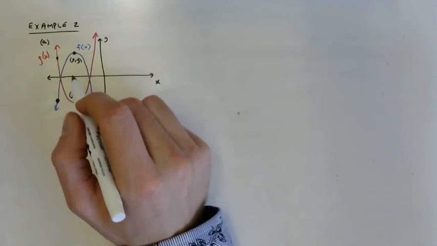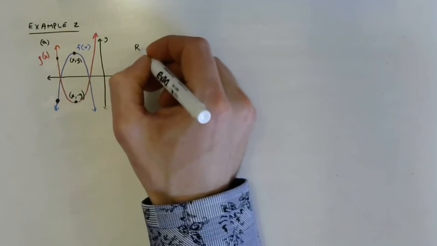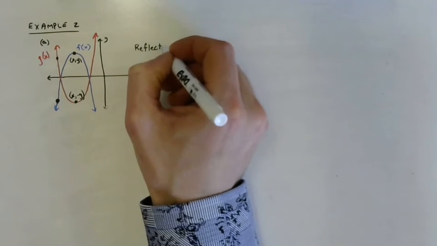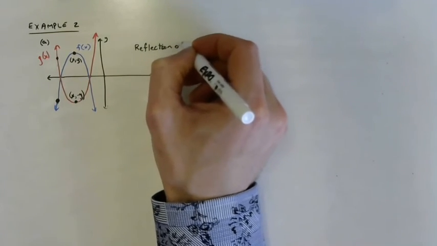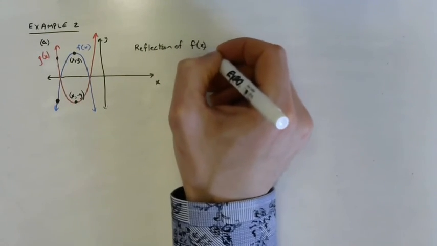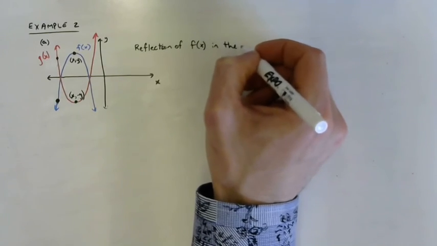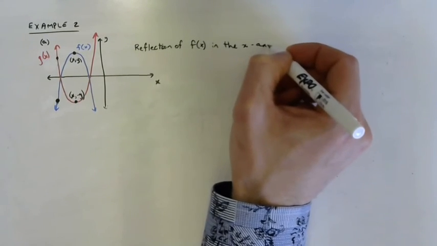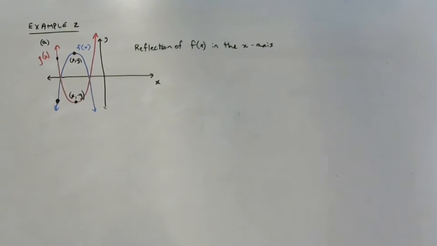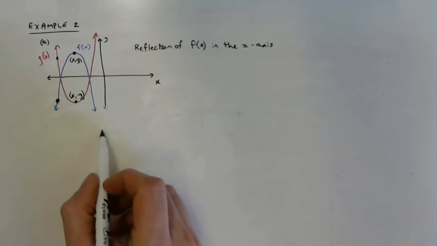And so how would we describe this? This is a reflection of f of x in the x-axis. It's a vertical flip or a vertical reflection. So one is a reflection of f of x in the x-axis.